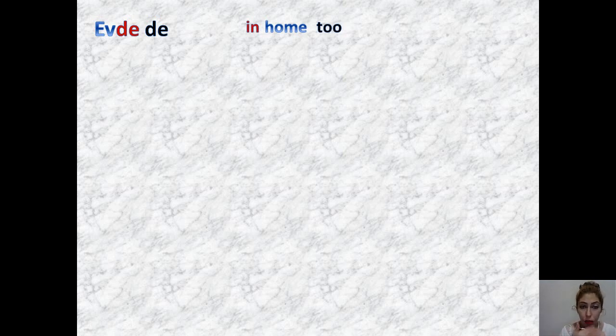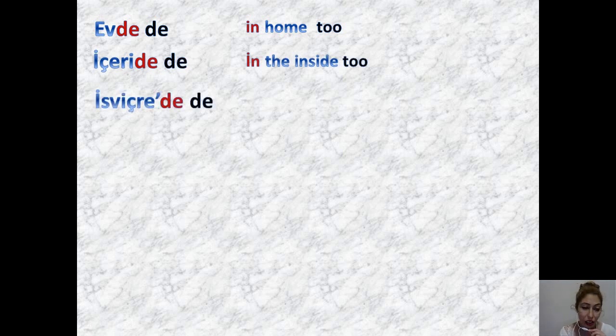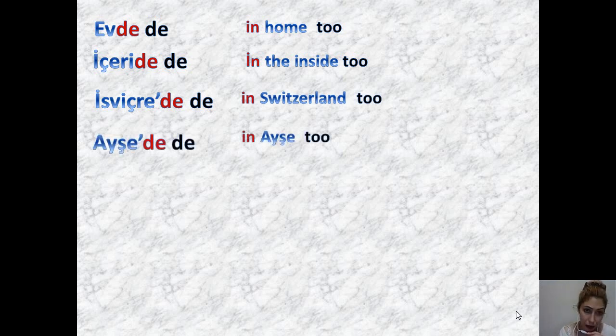I have written in because I just want you to understand the meaning of inside when the suffix de comes. İçeride de, in the inside too. İsviçre'de de, in Switzerland too. Ayşe'de de, in Ayşe too. How can we say in Ayşe too? It's like about Ayşe too, actually. Like in her heart too, let's say.